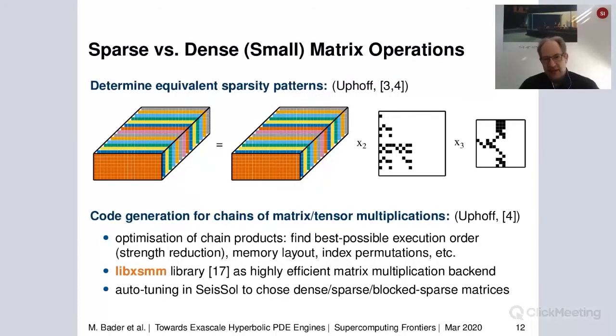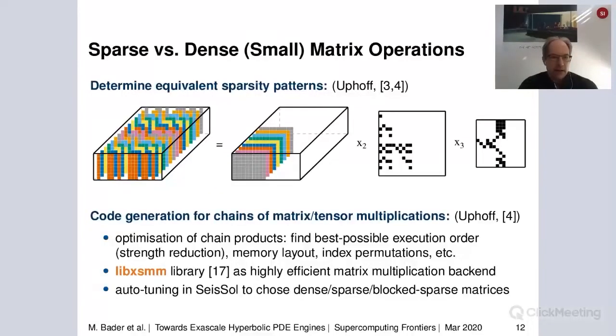So we translate these tensor and matrix operations with a matrix multiplication backend where we use libxsmm. This is a highly efficient matrix multiplication backend, which is developed with lots of support from Intel. And this is responsible for the high gigaflops rate that we want to achieve. Here you see in the picture an example that also if you have sparse matrices or sparse tensors, Tetto will automatically find an equivalent sparsity pattern that can further reduce the amount of operations in your computations.